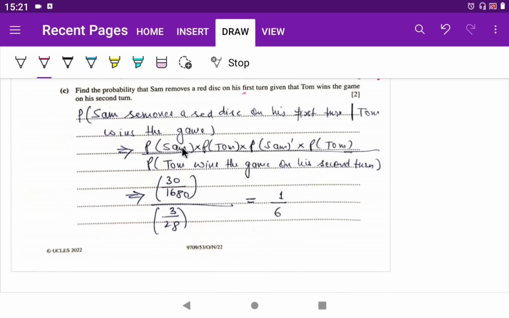So the probability Sam removed the red card on his first attempt: Sam removed in this case, and total divided by total. So the probability of Sam getting a red card on his first attempt is 30 upon 1680, divided by 3 upon 28, which is equal to 1 upon 6. So the probability is 1 upon 6 that Sam will remove a red card on his first attempt, provided Tom will win the game. I hope you understood all the questions.